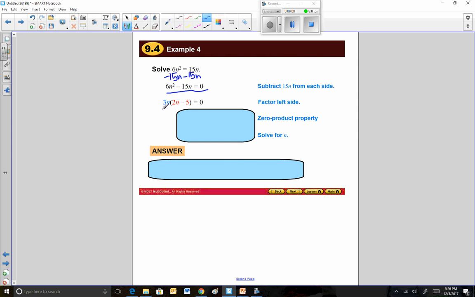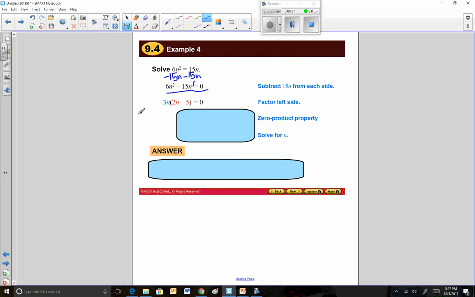6 and 15, they both have a 3 in common. N squared, n to the first. We take the one with the smaller exponent and place it out here. Set up our parentheses. 3n times what gets you 6. So 3 times 2 gets you 6, and n times n gets you n squared. So this is the correct response. 3 times what gets you negative 15? Negative 5. Now this one already has an n, so we just don't even bother writing an n over here because n, n, they match up perfectly.